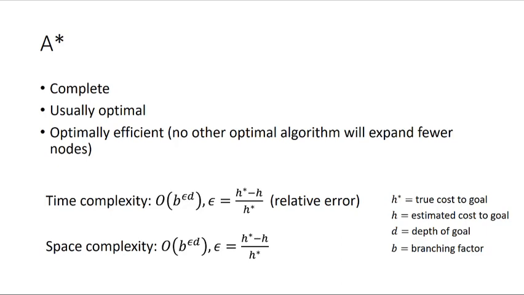And the space complexity is the same thing. So what this is saying is that really the complexity values for A star are going to depend on how good your heuristic functions are, how well your heuristic functions actually estimate the true cost to the goal.